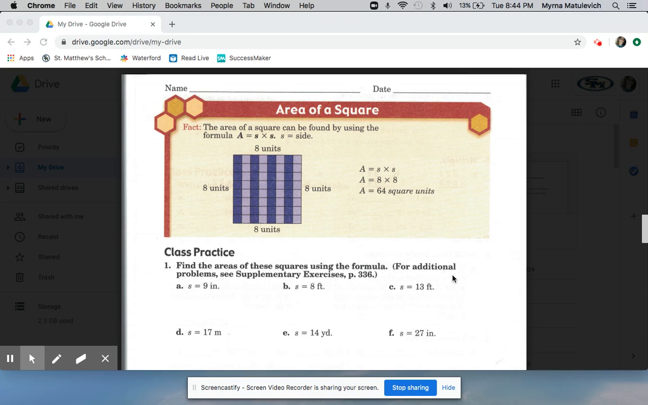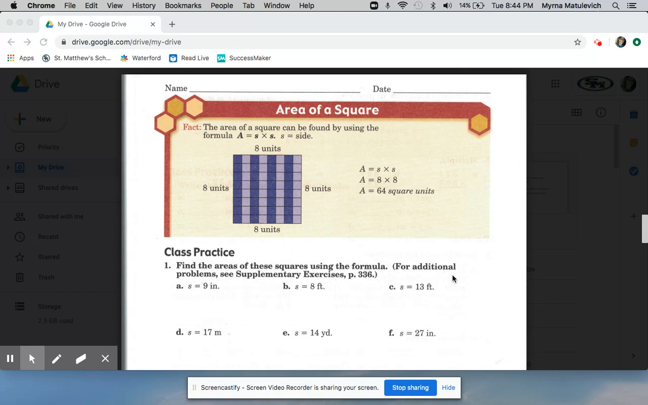So let's look at the yellow box, area of a square. The area of a square can be found by using the formula A, area, equals side times side, or S times S, or S squared. S equals side. So let's look at the example here. They gave you a square. Each side is 8 units. Area equals S times S. Area equals 8 times 8. Area equals 64 square units.